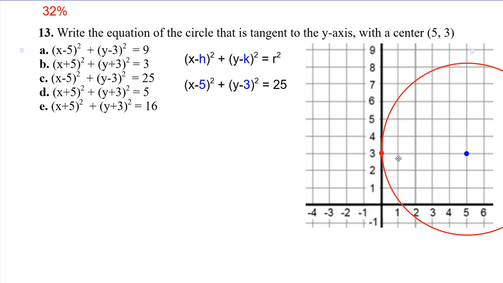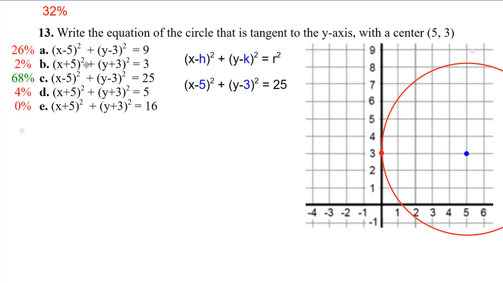So first of all, when we plug in our formula, it's (x minus h) squared plus (y minus k) squared is equal to r squared. The h and the k is the center. So if we plug in the 5 and 3, that's going to be (x minus 5) squared plus (y minus 3) squared is equal to the radius squared. Well, to find the radius, we can just count over. We're at x is 5, so it's going to be 5, right? 1, 2, 3, 4, 5. So 5 squared is 25, and that's going to be the equation for our circle, which is C as in Charlie. And most of you guys got that right, which is good.